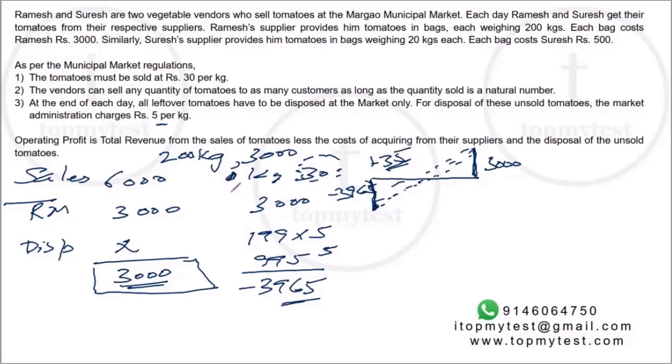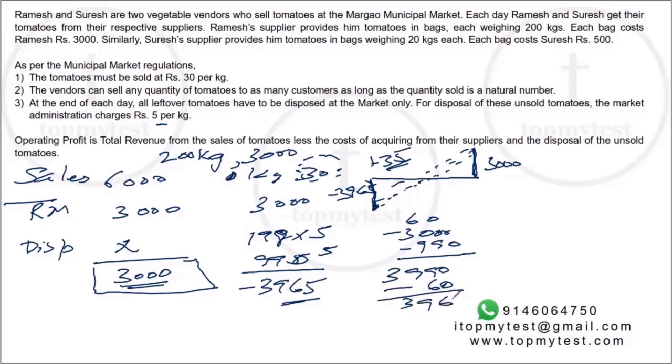You can verify it. Suppose he sells 2 kilos. His total sales will be 60 rupees. Cost is 3,000, and the disposal cost will be 198 into 5. That will be 990. So that's 3990 minus 60. That's 3930. 3930 and 3965. It's an increase of 35 rupees. Right? Increase from minus 3965 to minus 3930.